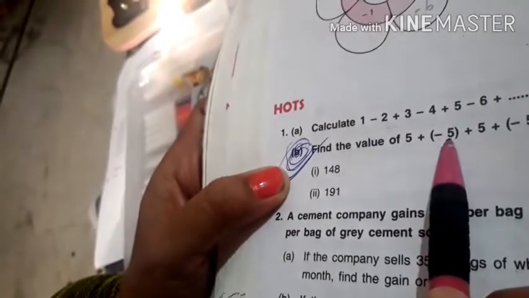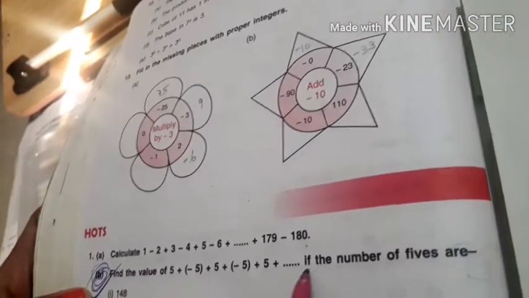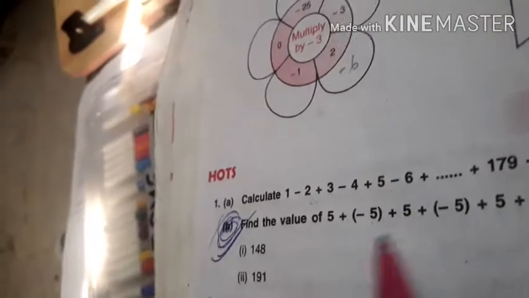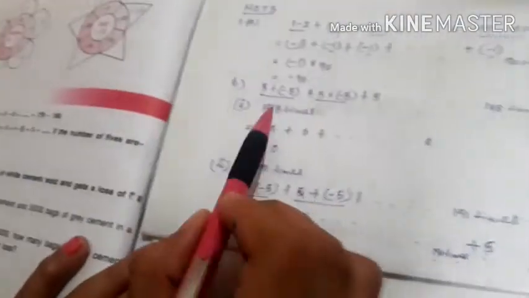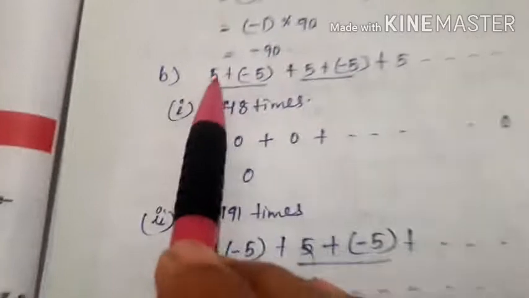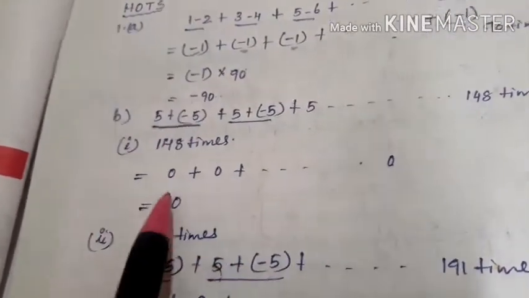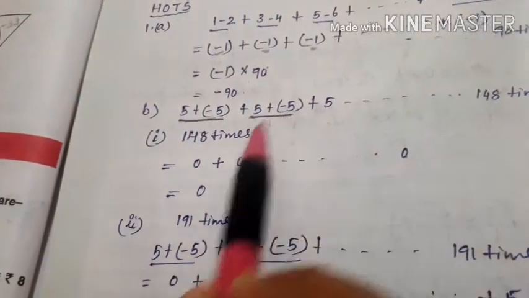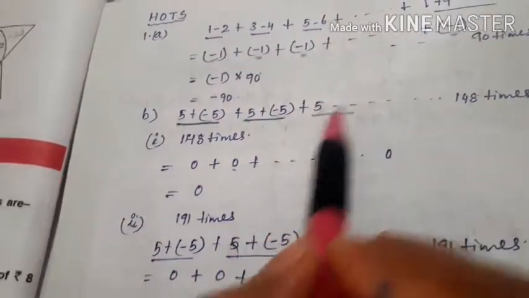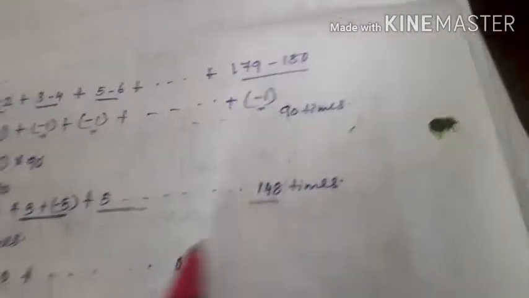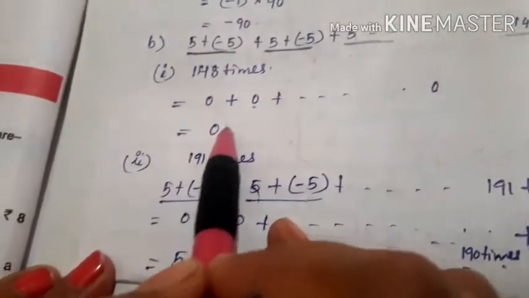Then find the value of 5 plus minus 5 plus 5 plus minus 5 plus 5 up to the dot, if the number of 5s is 148. See, if the number of 5s is 148, 5 plus minus 5, if I take it, its result will be 0. Then these two, the result will be 0. Like this, these two will be the result like 0 up to the dot. How many times will it come? 148 times. Then its value is 0.